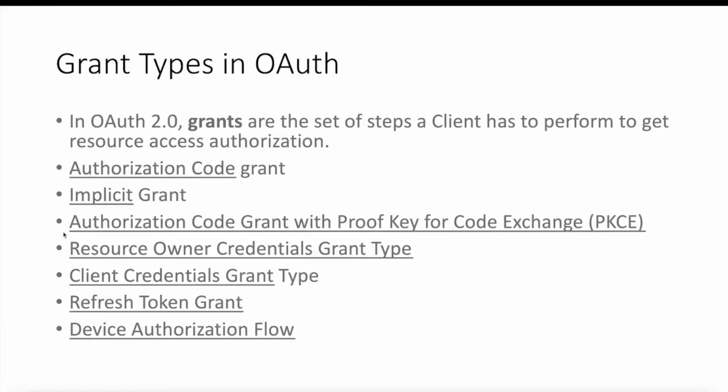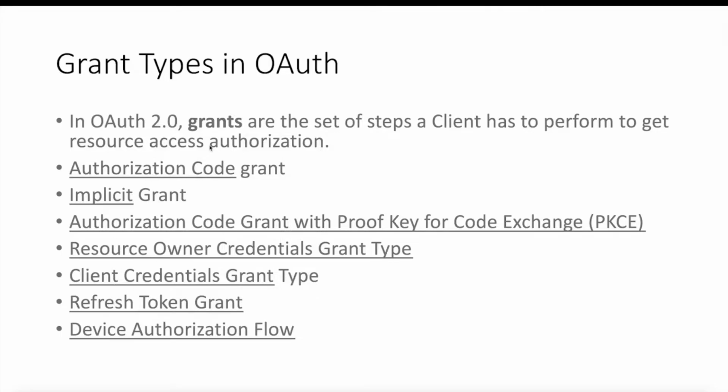Now let's see what the grant types are in OAuth. I'll not go into detail on each grant type, but these grant types are used to determine what steps your client has to take to get the access token, access authorization. In our demo, I will be using the authorization code, where I will get an authorization code, and then I will provide that authorization code to get a refresh token and access token.